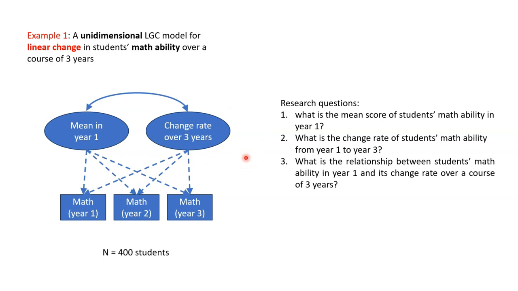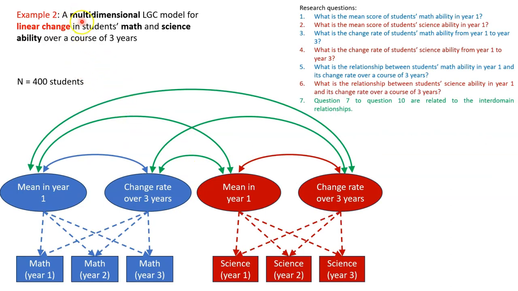Now let's make it a little more complex. Okay, in this slide, you can see a multi-dimensional LGC model. It is multi-dimensional because we are focusing on math ability and science ability of the students. And we can have the same 3 research questions for science ability as well. So the mean of science ability, change rate in science ability, and the relationship between the mean and the change rate in science ability are the 3 extra research questions in this model.